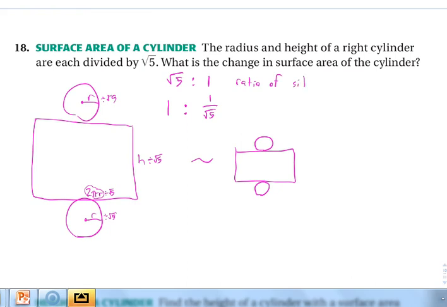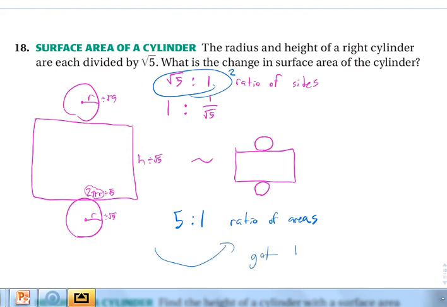And if you guys remember, what does that mean for the ratio of areas? We take that ratio of sides, that scale factor, and we square it. And that means we get a 5 to 1 ratio of areas. And what that means is the change in the area is it got divided by 5.